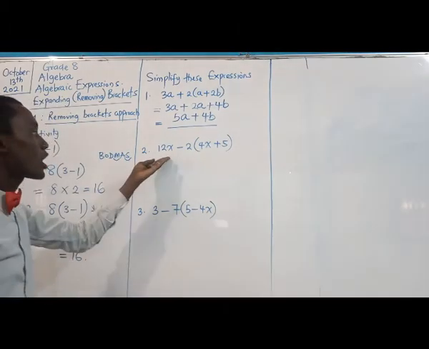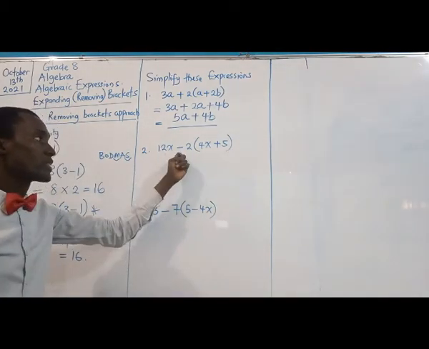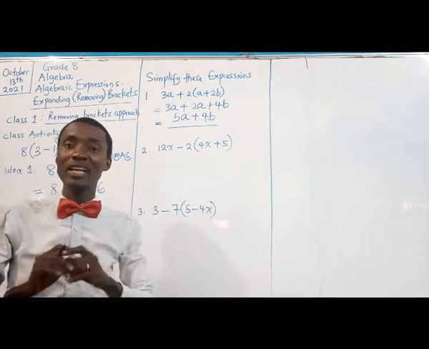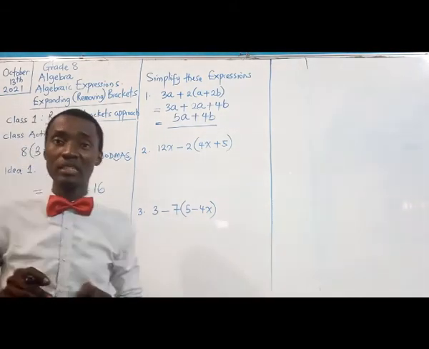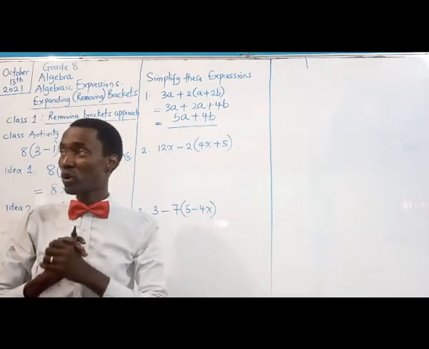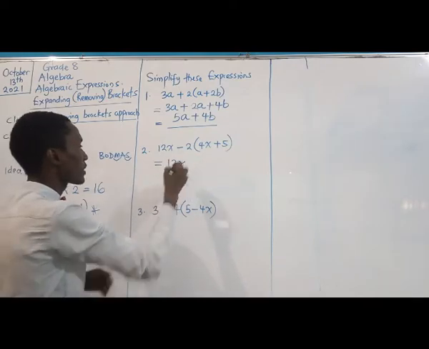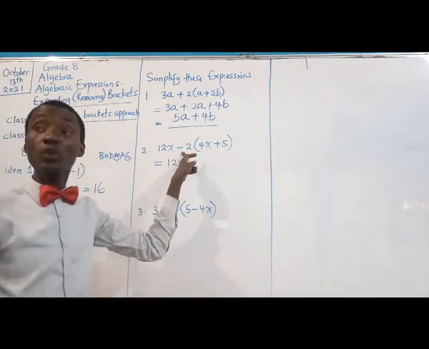Now, when it comes to this one, remember we said that whenever we have a negative, we are careful to remember that our uncles and our aunties have visited, and they just know how to spoil things. So this will now be equal to 12x negative. We deal with the signs.